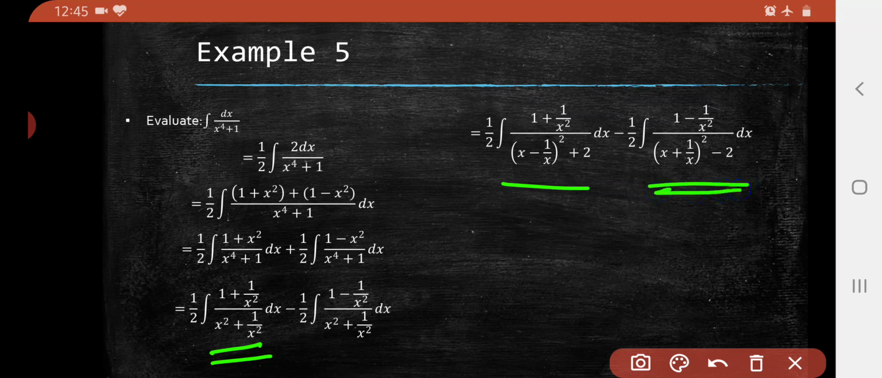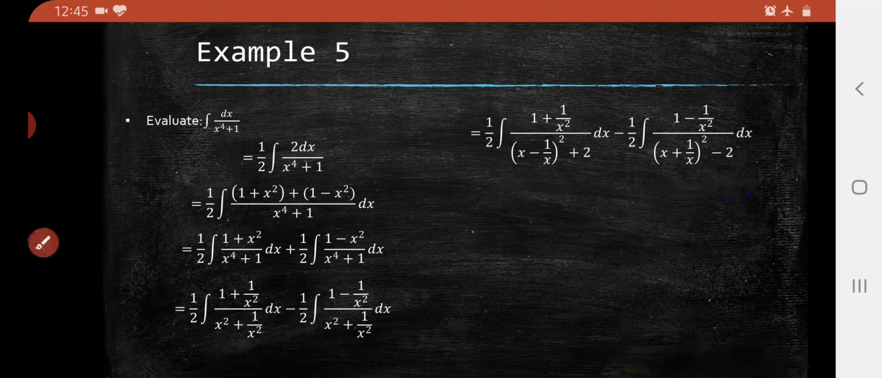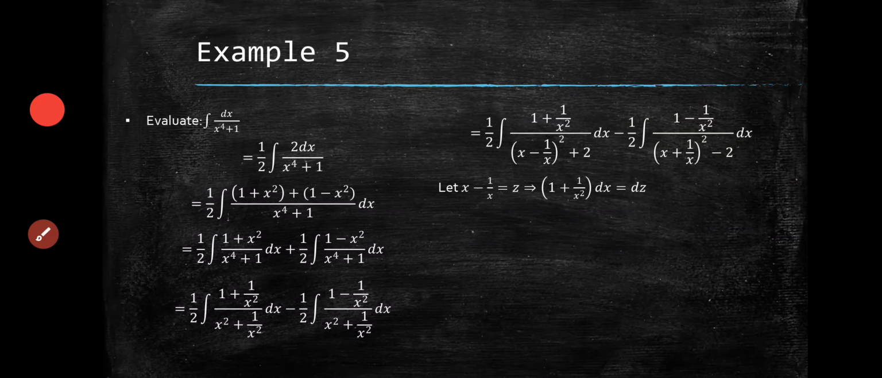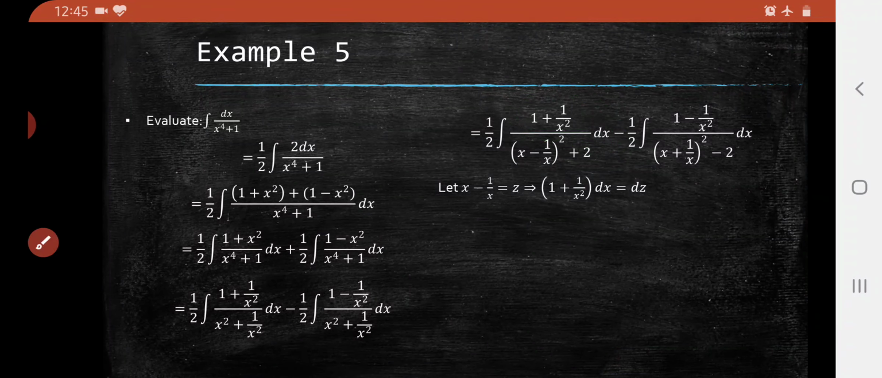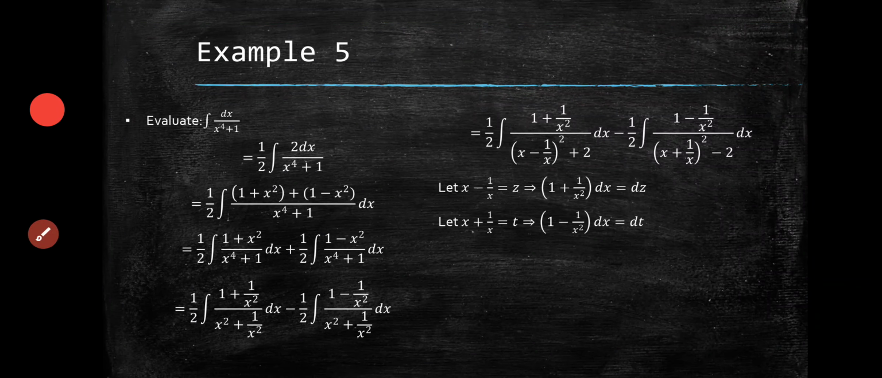So if I take x minus 1 by x as z, then 1 plus 1 by x square dx becomes dz. So therefore I already have the dz at the top. Then if I take x plus 1 by x as some t, then 1 minus 1 by x square dx becomes dt. So see how simple it is becoming. No partial fraction required. You will be able to solve this problem without partial fraction only. So that's how simple it is.